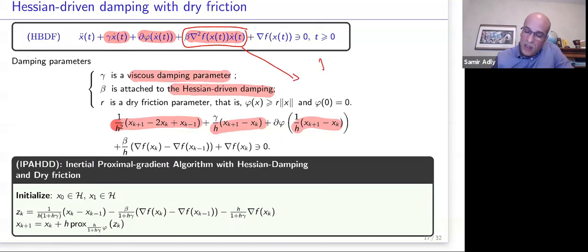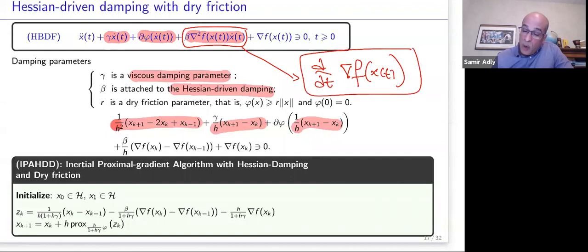But one observation: even though we have a second order term in the dynamic, we can see that this is only the derivative of the gradient of f at x of t. This term is exactly this. So in the discretization, you will have only equations of first order, only a first order in terms of the gradient of f. It means that the Hessian is not involved in the discrete, as you see here.